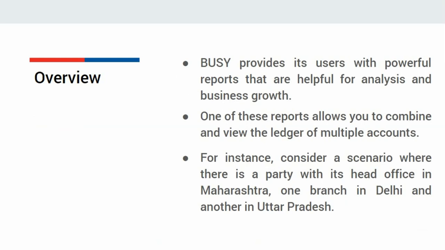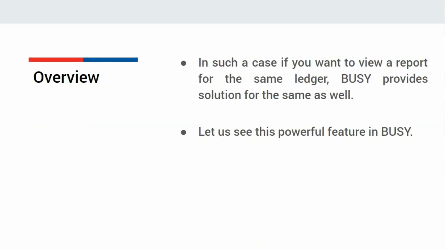For instance, consider a scenario where there is a party with its head office in Maharashtra, a branch in Delhi, and another branch in Uttar Pradesh. In such a case, if you want to view a report for the same ledger, Busy provides a solution for that as well. Let's take a look at this powerful report in Busy.